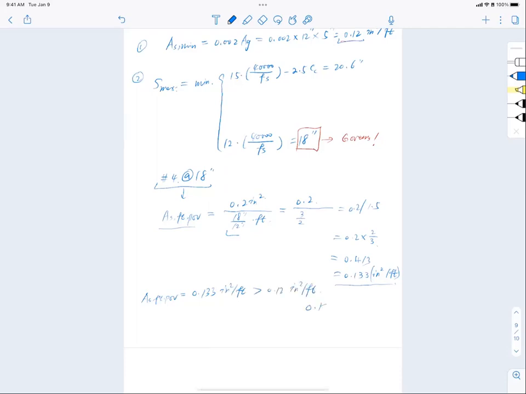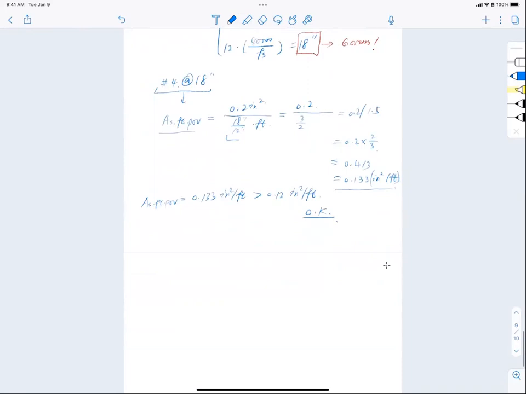So I'm okay. Now at this point, I say, look, for the transverse reinforcement, it's simple. I am going to use number 4 bars at 18 inches. And I'm done. Okay. So you see, it's not hard at all, right? It's pretty simple for the transverse direction.